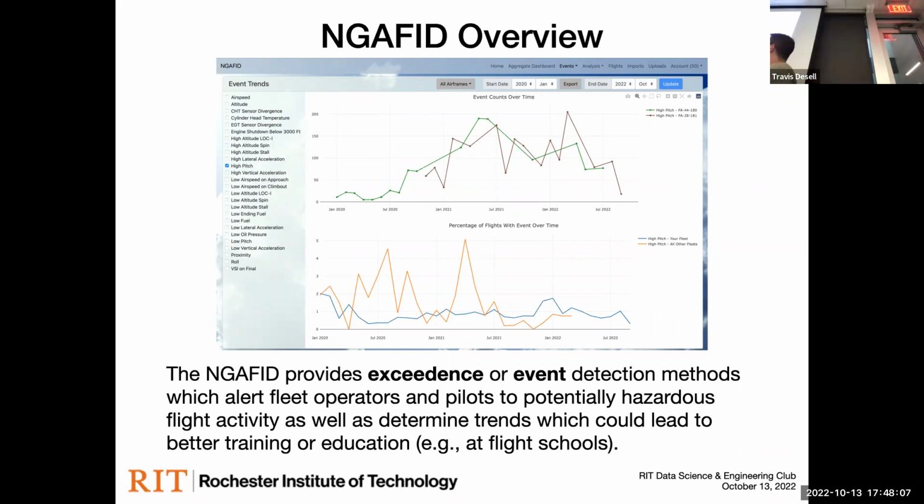So some cool things we do here is we have an interface where they can look at trends. So for example, down here, it's the percentage of flights with a particular event over time. So if a flight school sees, oh, I'm seeing a lot more high pitch incidents, maybe I need to talk to my flight instructors, maybe I need to talk to my students and say, hey, we've noticed this problem. How do we get our students flying safer so we don't have these issues?